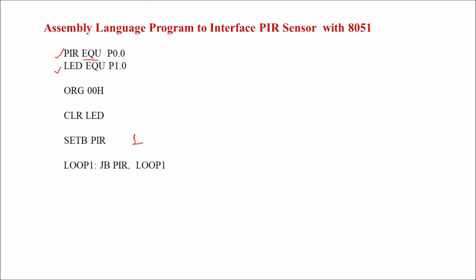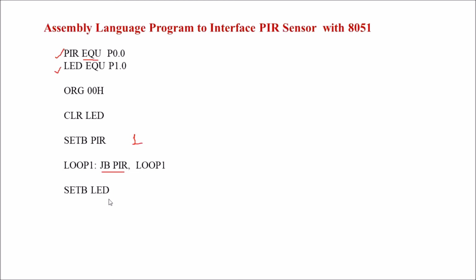Then we'll continuously check whether there is any motion or not. For that we'll use the instruction JB. If the bit is 1, we'll continuously execute this loop. If P0.0 is 1, it stays in the loop. If it is 0, it indicates that there is motion, so it will come out of the loop.